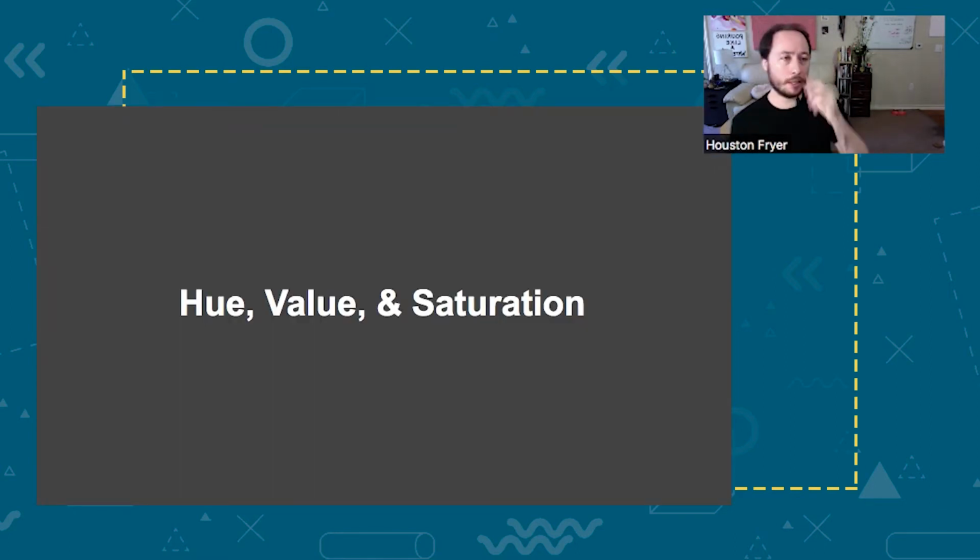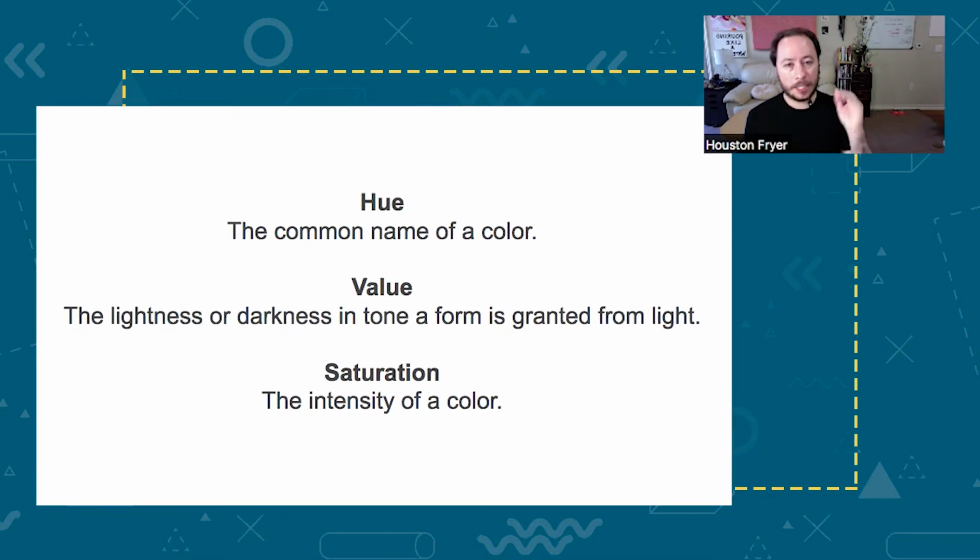Let's talk about what hue, value, and saturation are. Hue is the common name of a color. Value is the lightness or darkness in tone a form is granted from light. It's sort of a complicated way of saying it: how light or dark is it? Saturation is the intensity of the color, and it never fails: students always have a hard time describing value and saturation because they tend to lump those two things together. If someone says it's a bright color, that doesn't tell me whether it's a matter of value or saturation. So we have to learn these terms well enough to have a conversation.